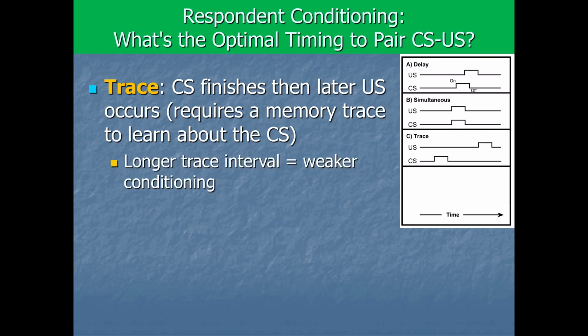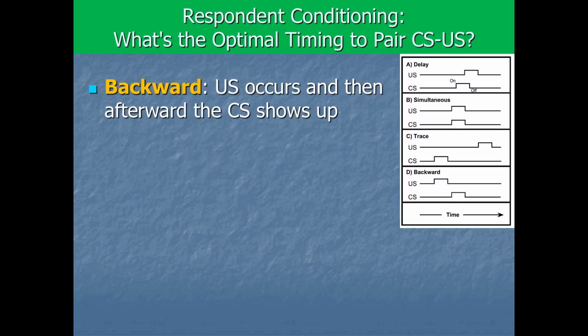Now, with trace conditioning, a longer trace interval means weaker conditioning as well. That's kind of obvious, but the longer you have to wait, the longer that memory is required to be there, the worse this works. Okay. Finally, there is another way you could set things up for respondent conditioning, although this one doesn't make as much intuitive sense and honestly doesn't work as well. So there's something called backward conditioning, or using backward timing.